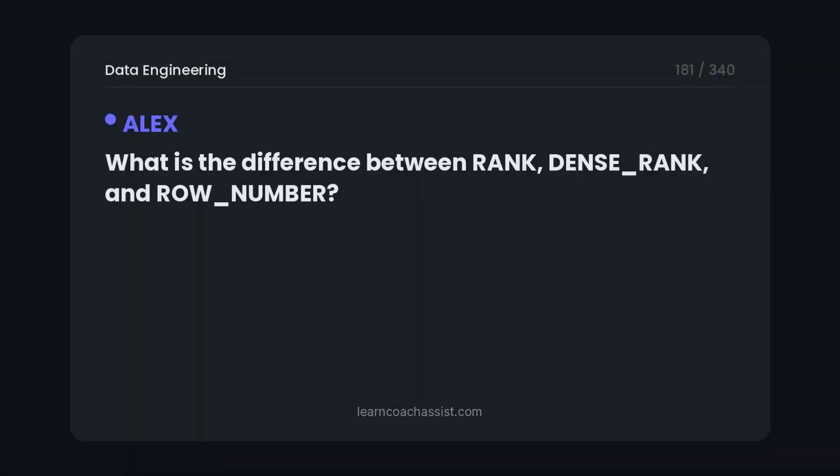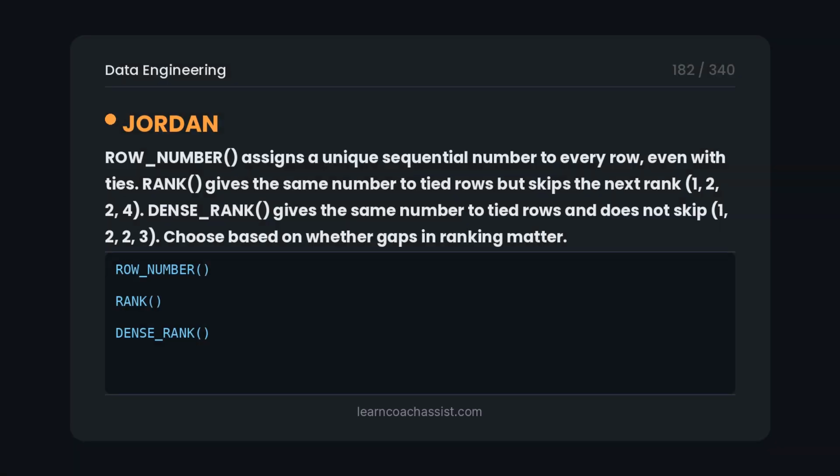What is the difference between rank, dense_rank, and row_number? Row_number assigns a unique sequential number to every row, even with ties. Rank gives the same number to tied rows but skips the next rank, 1, 2, 2, 4. Dense_rank gives the same number to tied rows and does not skip, 1, 2, 2, 3. Choose based on whether gaps in ranking matter.